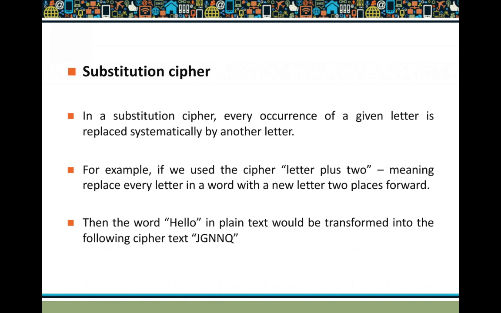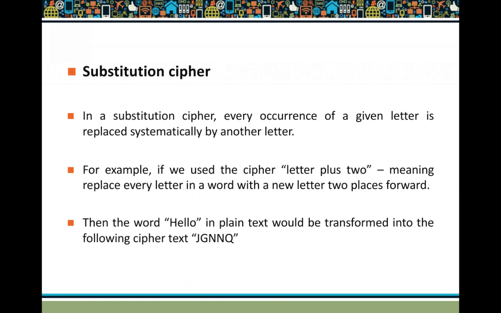For example, we have used the cipher letter plus 2, meaning every letter in the word is replaced with the letter 2 places forward. So for A, we'll be using C. A will be replaced by C. Likewise, we'll be shifting 2 letters. Each letter will be replaced by a letter by shifting 2 letters forward. Then the word hello in plain text would be transformed into the ciphertext J, G, N, N, Q.